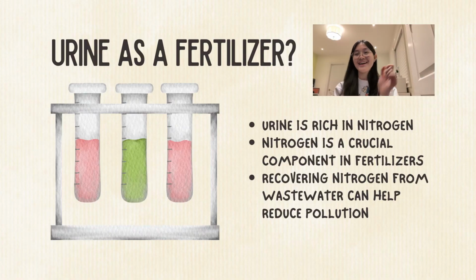We've all heard of manure being an effective fertilizer. After all, cattle, chicken, and horse manure are all common fertilizers used. However, did you know that urine is just as rich in nutrients, especially in nitrogen, which is a crucial component for fertilizers? Recovering the nitrogen from wastewater can both help reduce pollution and contribute to building sustainable agriculture.